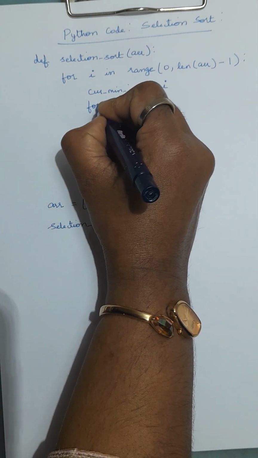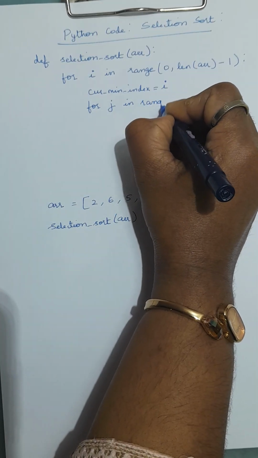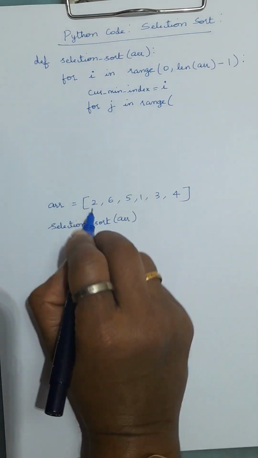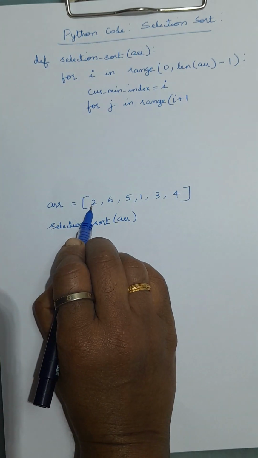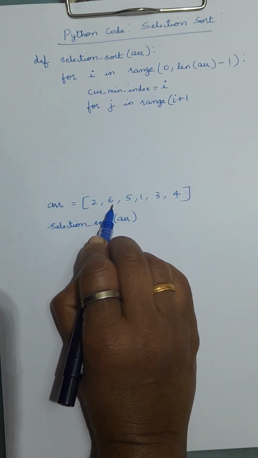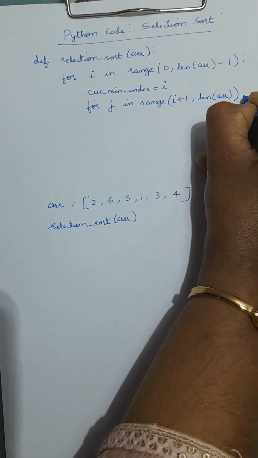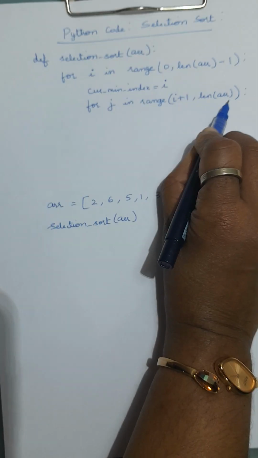Then the innermost for loop, for j in range, we have to check between 6 and 2. So the range of 6 will be i plus 1. Current minimum index is 0. The next one is i plus 1, that is 6, up to length of array. So we have to completely traverse the remaining array elements. That's why it is length of array.